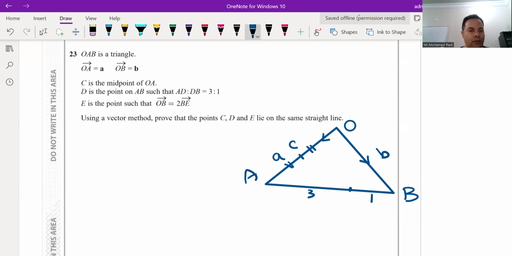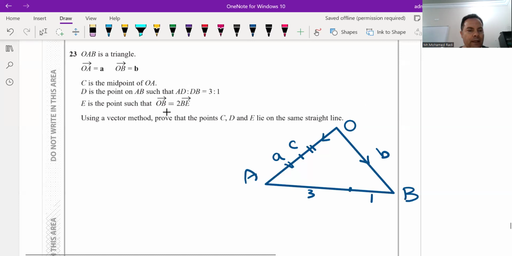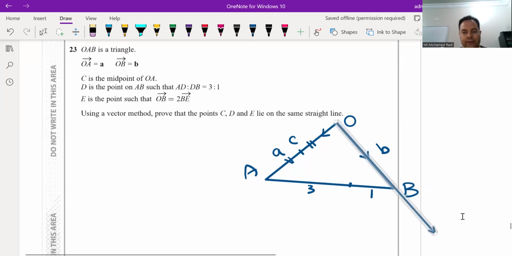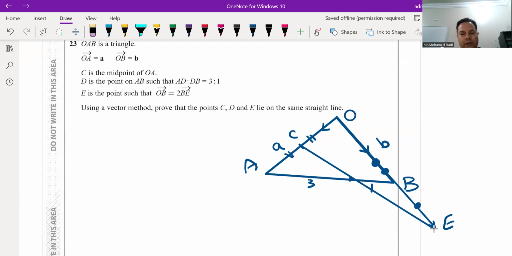E is a point on OB, whereas OB is double of BE. Let's extend this line to this point E, whereas this part is double this one. Using a vector method, prove that C, D, E are on the same line.